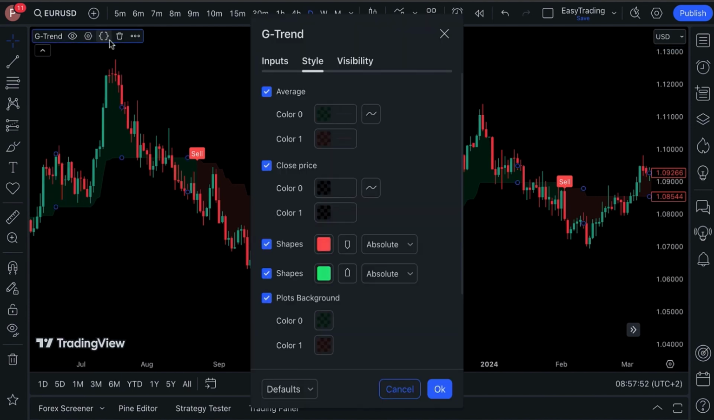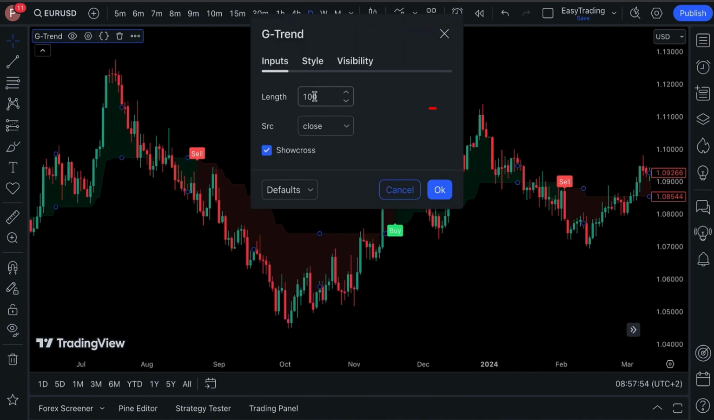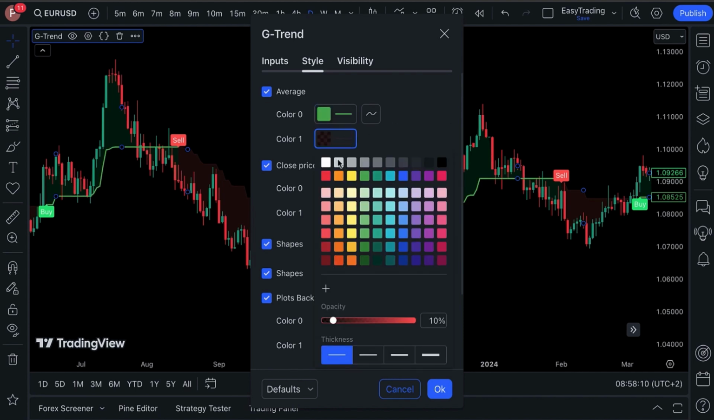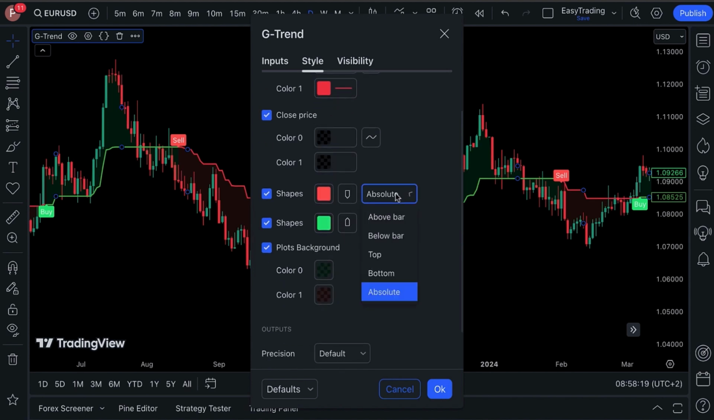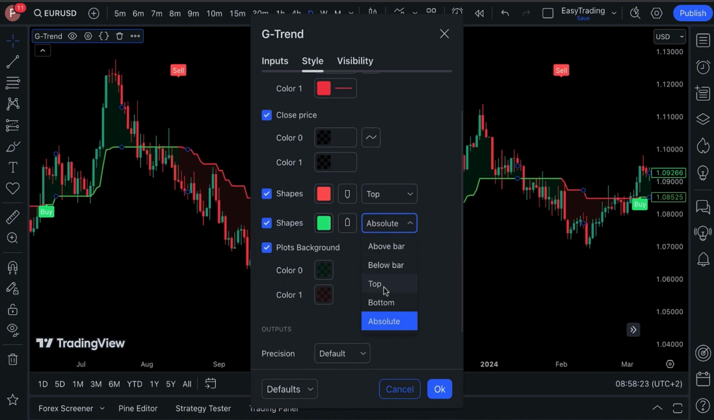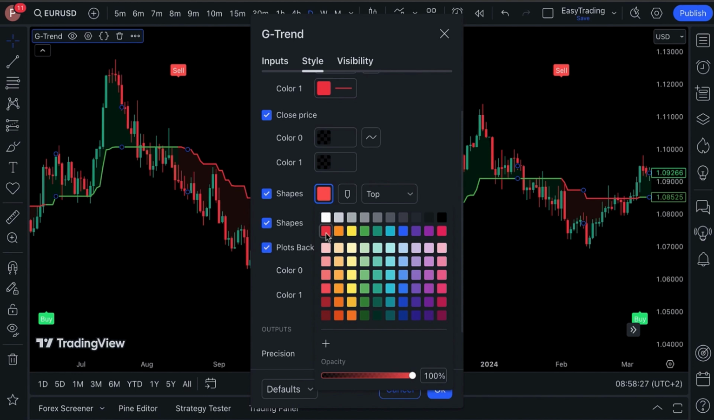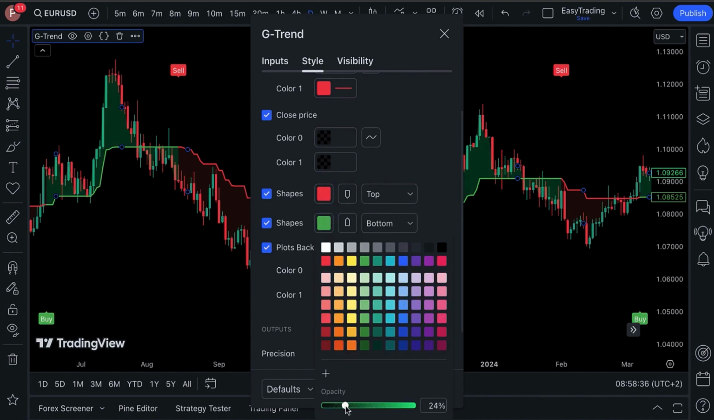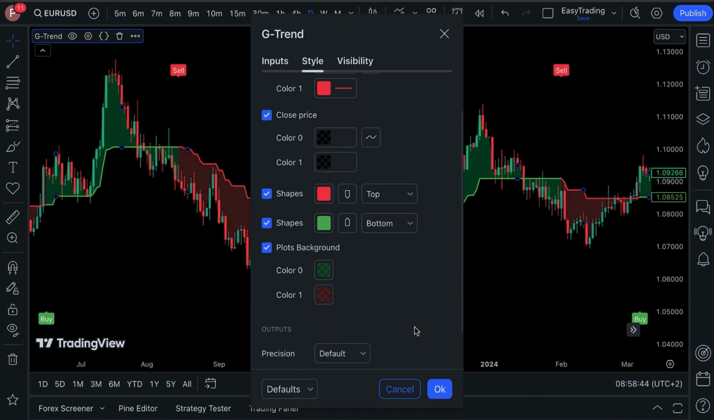In the Inputs tab, go to Length and change the value to 80. In the Style tab, we'll adjust the thickness and opacity of the average lines. Finally, we go to Plot Background and increase the opacity for better visibility. We can also change the colors to our liking.